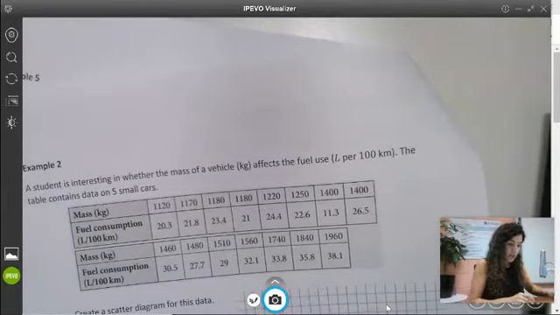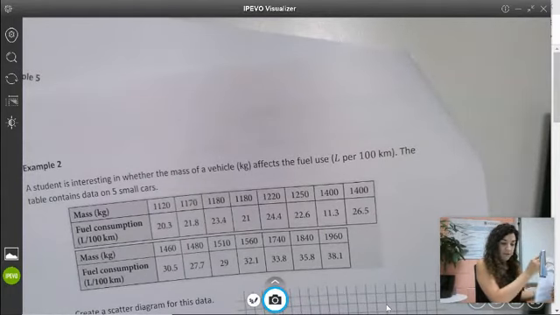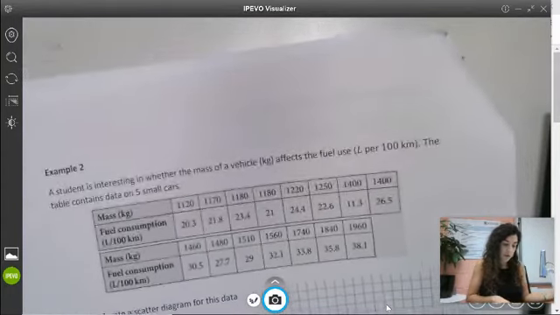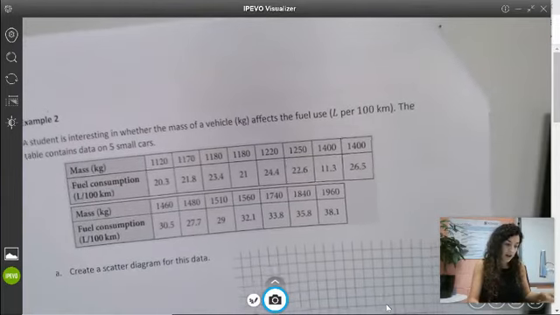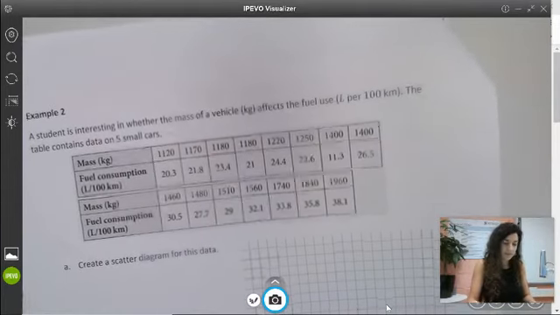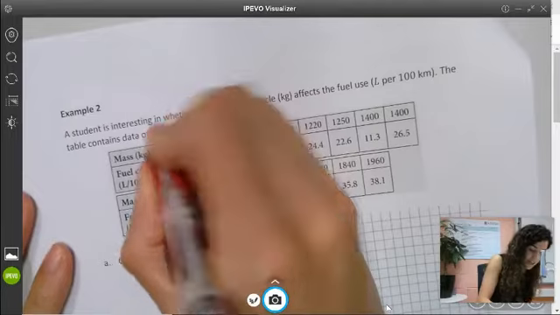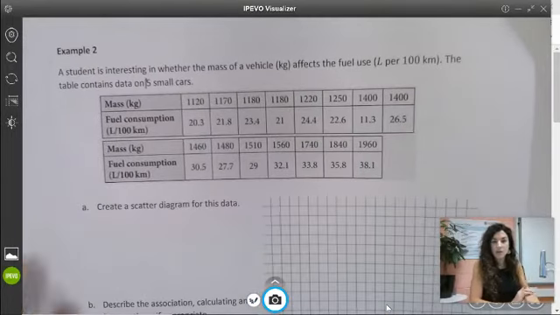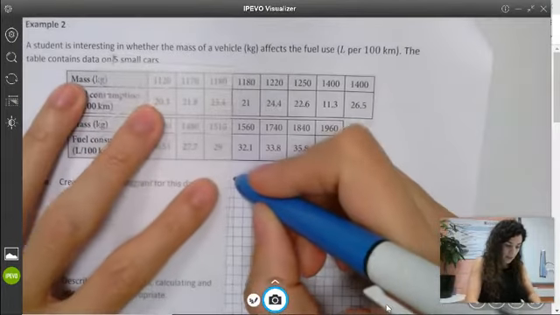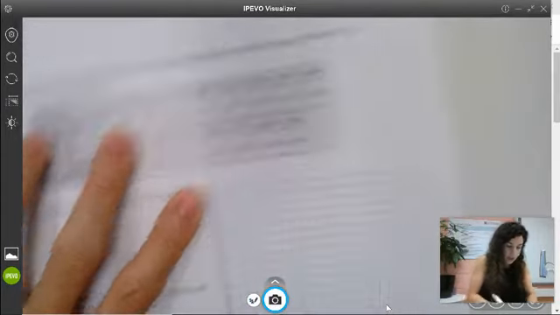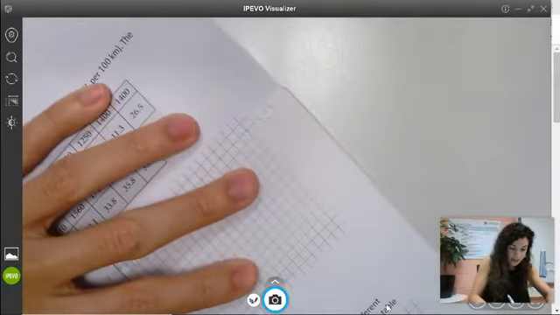Example number 2. A student is interested in whether the mass of a vehicle affects the fuel use. They did it on 15 small cars, and here are the results. We're going to go ahead and graph this table again, putting in our X and Y axis.